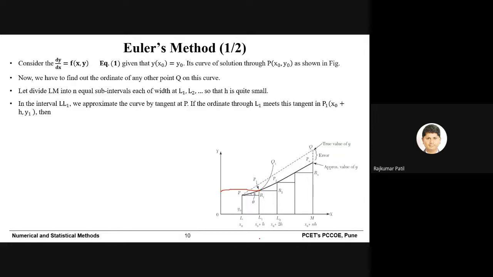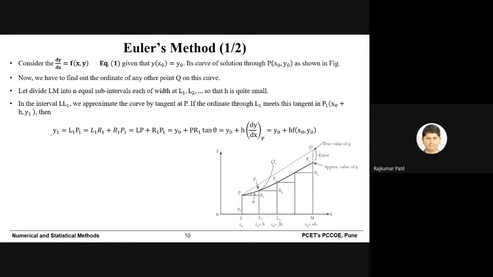Now x naught plus h we can easily calculate because x naught is generally given to you in the problem, and the value of h you already decided. So the only unknown is y1. In order to calculate y1, we will use this particular interval L1, and we will be using trigonometry to calculate y1. So let's see how we do it.